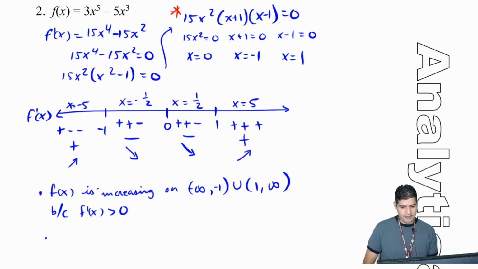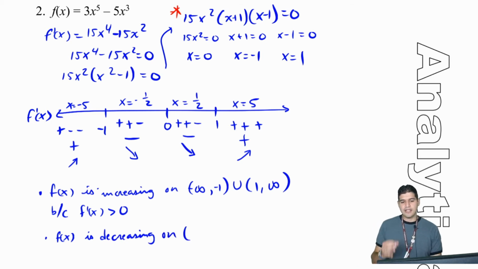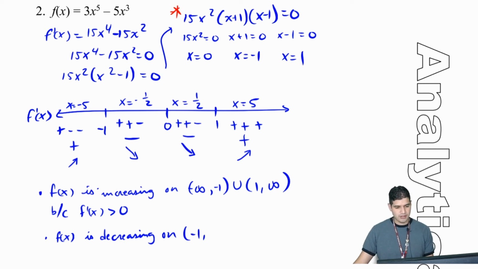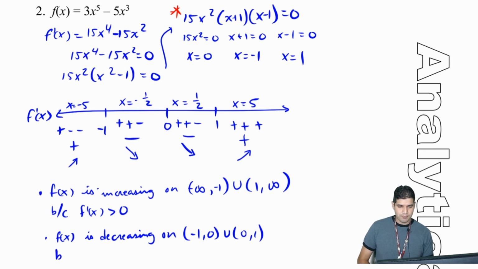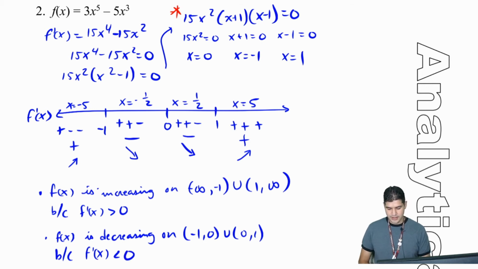And now I'm able to say, all right, where is f of x decreasing? So f of x is decreasing on... So where is it decreasing? So I want to use each of the sections. So -1 to 0, union 0 to +1. So both of those sections that I've got there. And again, what's my reasoning for it? Because f prime of x came out to be negative, less than 0 here.